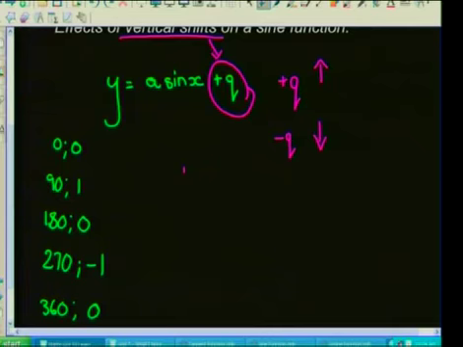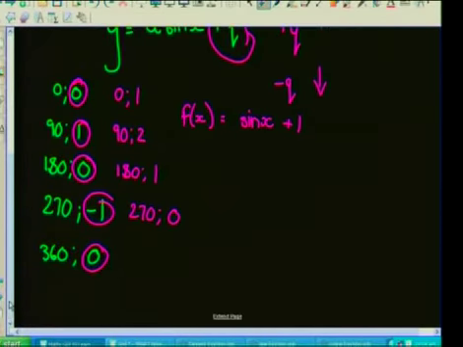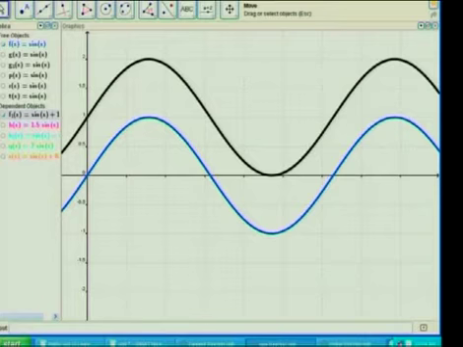So to get our new function, if we wanted to now go and plot this, if we were given f of x is equal to sine x plus 1, that means we now need to go and add 1 to all my y values. So my new coordinates here would be 0 and 1, 90 and 2, 180 and 1, 270 and 0, because minus 1 plus 1, and 360 and 1. And that's exactly what we have over here.